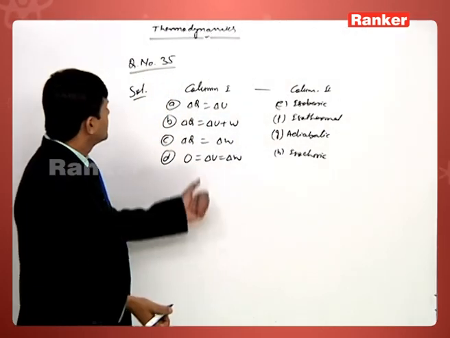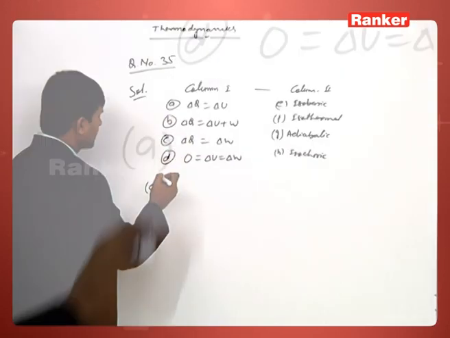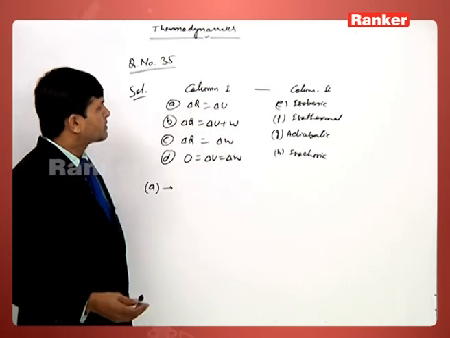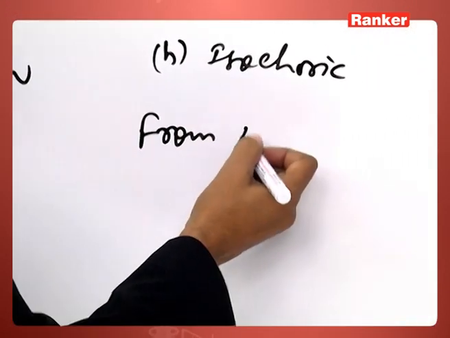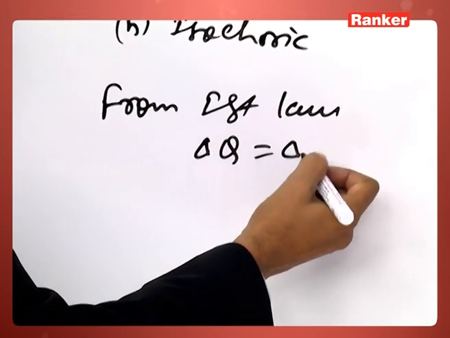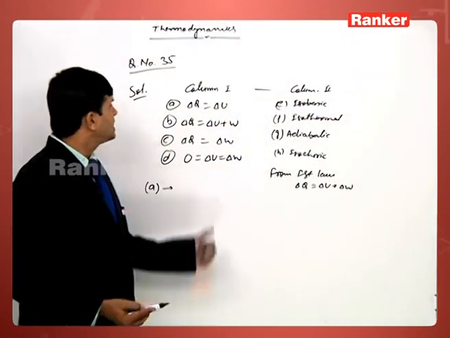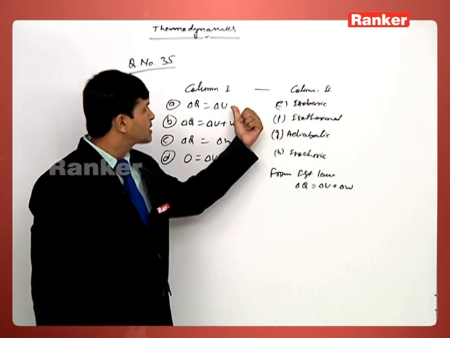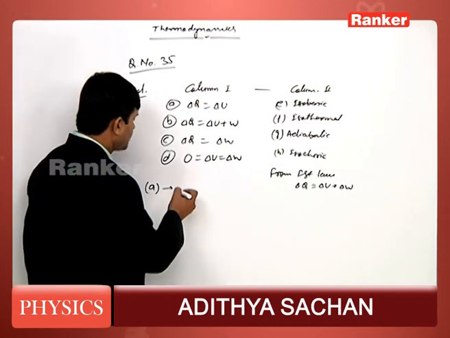See, here A: delta Q is delta U. According to the first law of thermodynamics, delta Q is delta U plus delta W. In the first, delta W is 0. Work done 0 means volume is constant, and volume constant means the process is isochoric. So A is H.